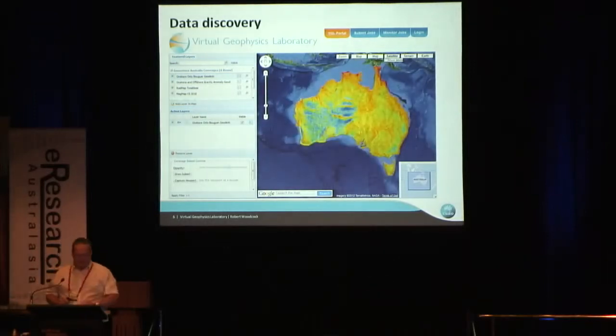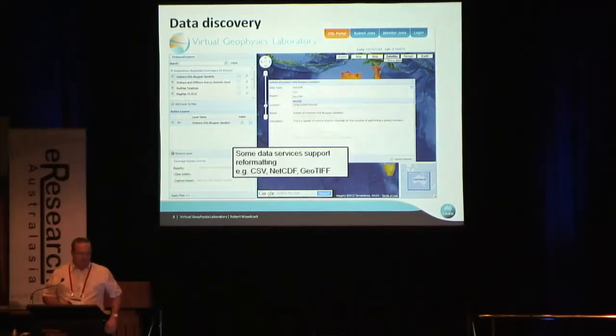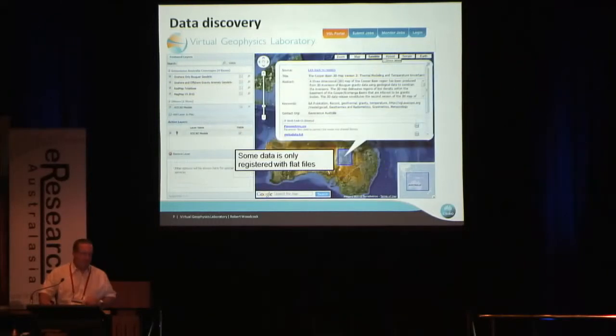Once you've selected some data, you can actually select a subset. For some of the data, the services are actually quite intelligent. The data services can ask you, would you like it reformatted? Would you like it as a CSV? Would you like it as a NetCDF file? Would you like it as GeoTIFF? And it will actually do the conversion and provide it to you in the format that you would like. That's kind of neat. Some data, though, isn't so smart.